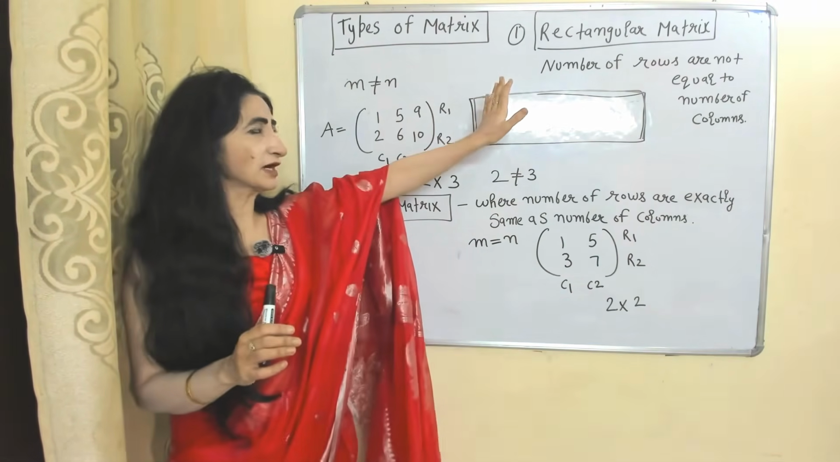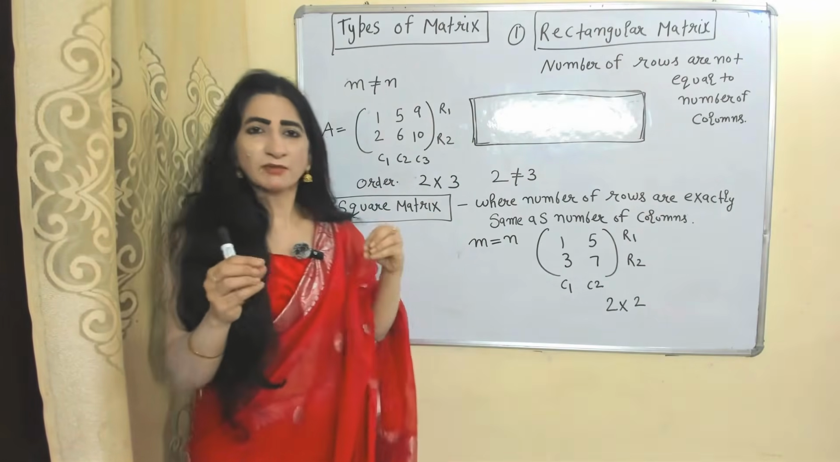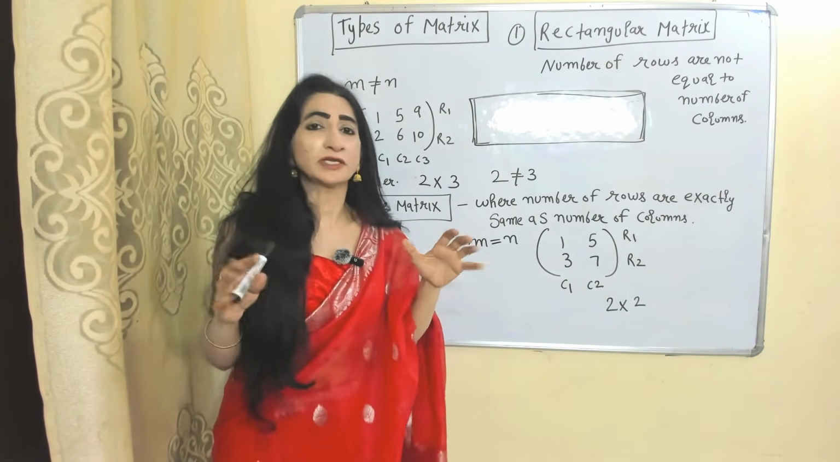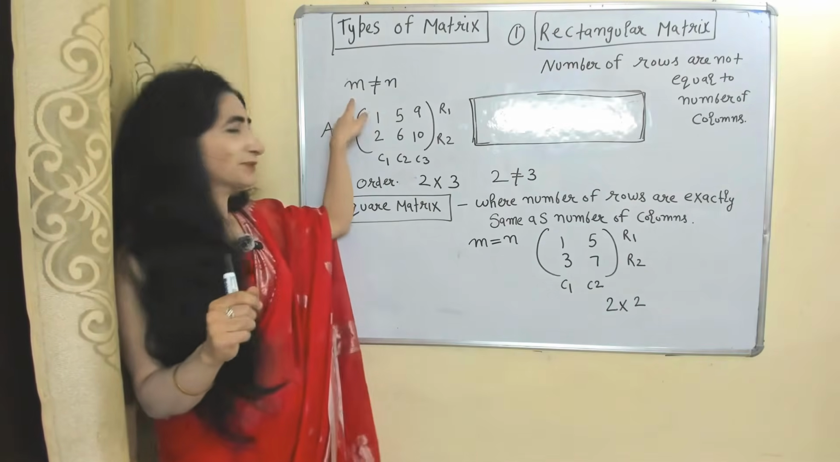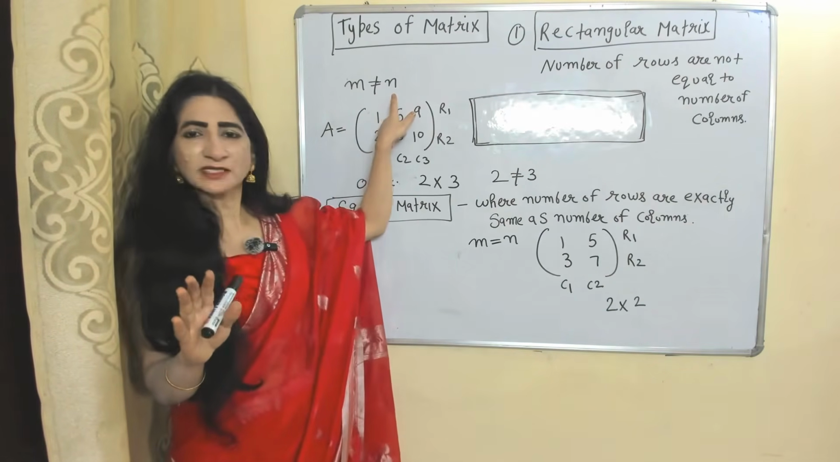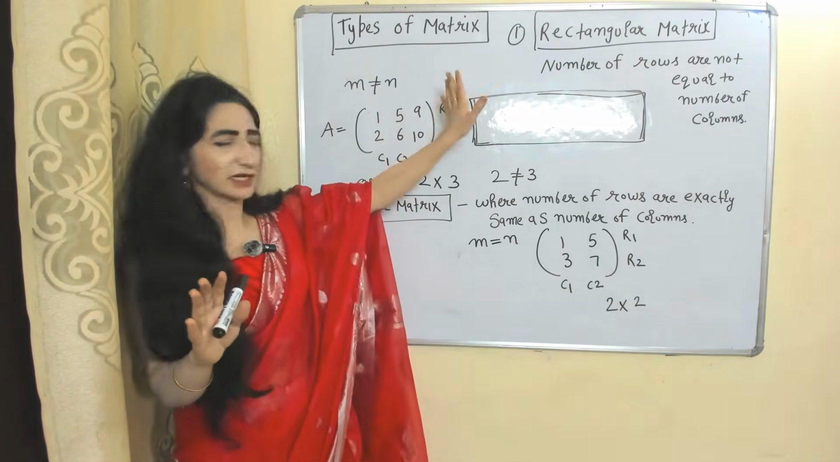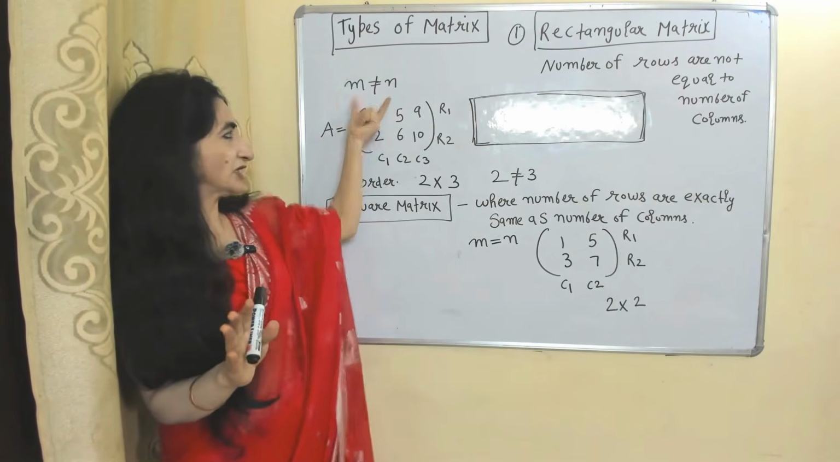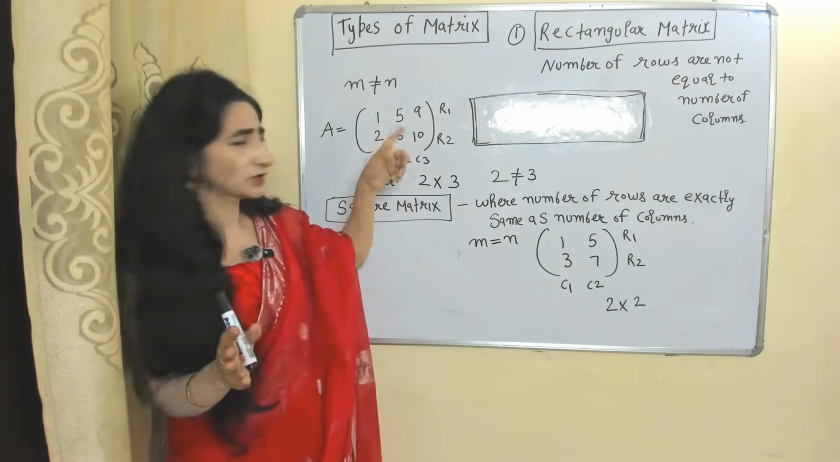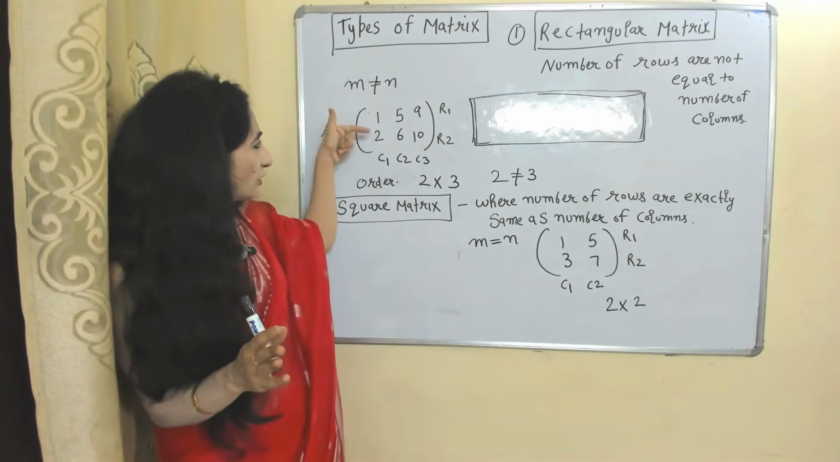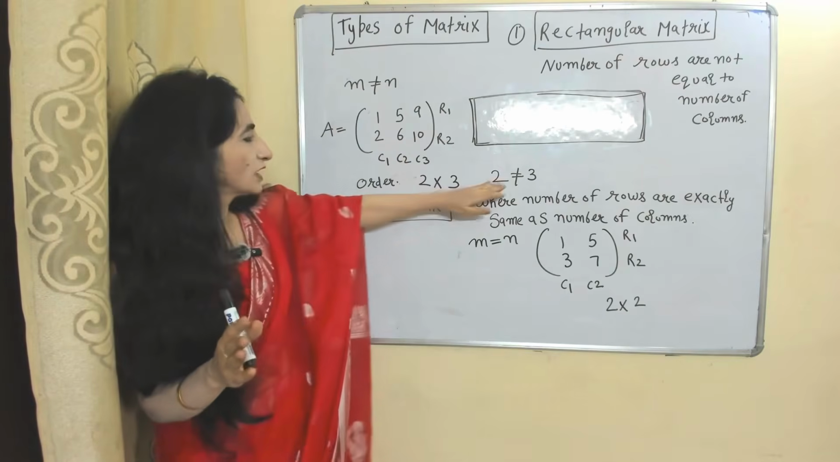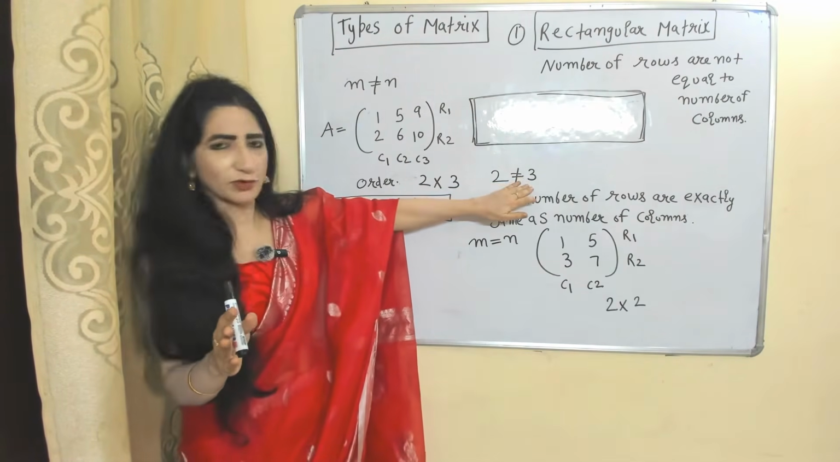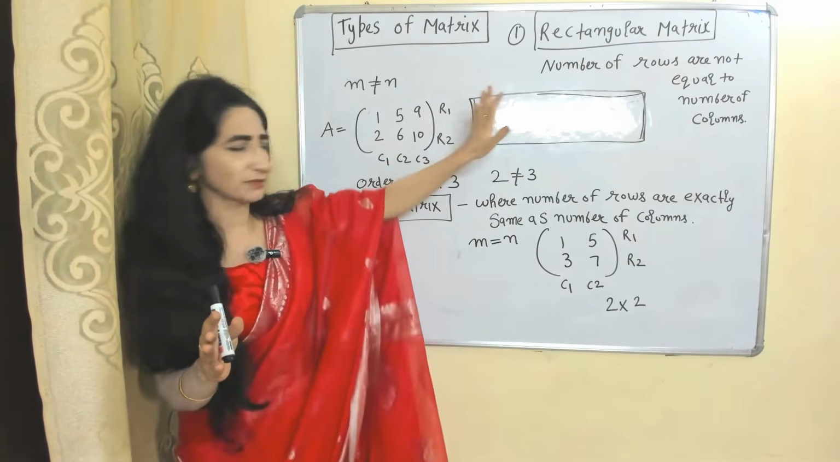In case of a rectangular matrix, the number of rows and columns are not equal to each other. M represents the number of rows, N represents the number of columns. In this matrix, you can see the number of rows is 2 and the number of columns is 3. So the number of rows is not equal to the number of columns. It will be called a rectangular matrix.